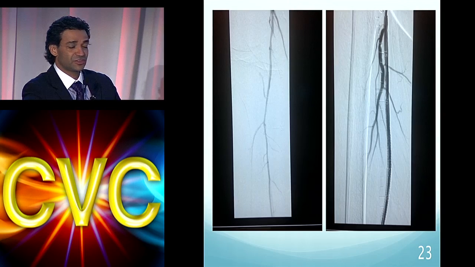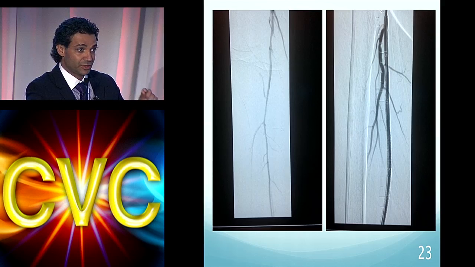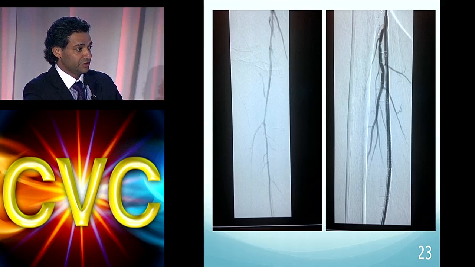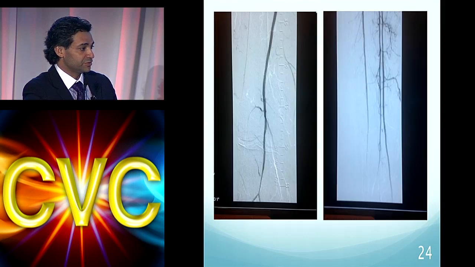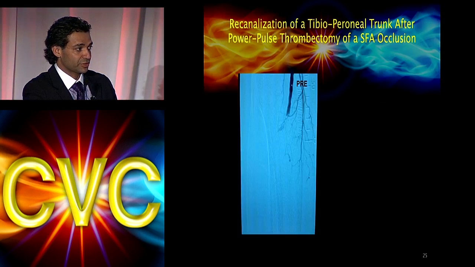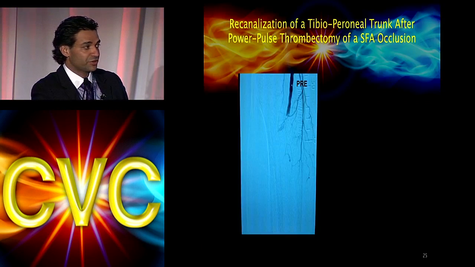And so this is after one run. This is after going in one time, pulling back. You see that we captured the debris, and that's what it looked like afterwards after revascularization. And you see flow to the foot looked really good. I'm going to leave you with one other case.